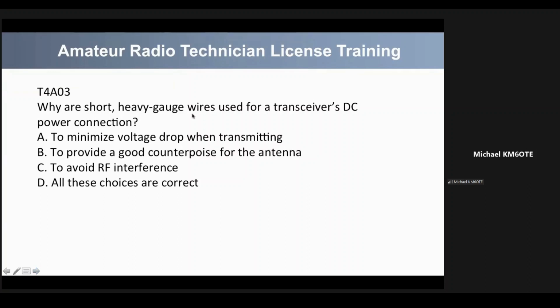Why are short, heavy wires used for transceiver's DC power connection? To minimize the voltage drop when transmitting, to provide a good counterpoise for the antenna, to avoid RF interference, or all of these choices are correct. Well, the most current you're going to draw is when you're transmitting, and so the largest voltage drop is going to be when you're transmitting. So the correct answer should be A. B, C, and D make no sense. So the correct answer should be A.